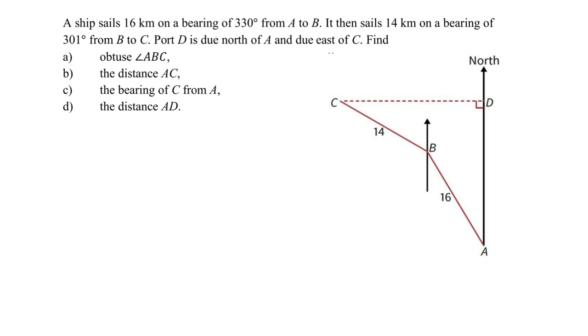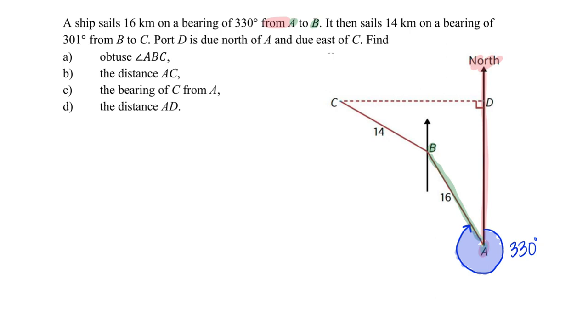Hello everyone, welcome to this question where we are given that a ship sails 16 kilometers on a bearing of 330 degrees from A to B. From A, that means this is the north arrow that we are looking at. AB is the ending line. So this is from the clockwise direction. So this is 330 degrees.